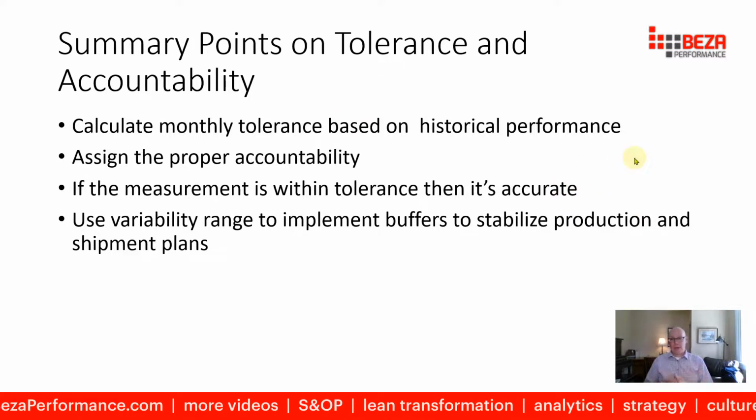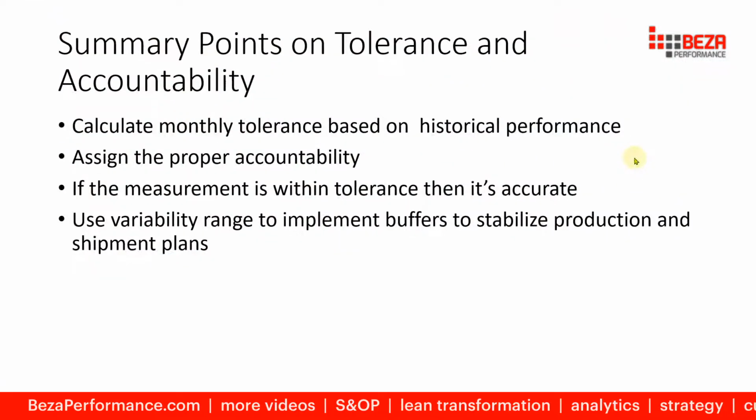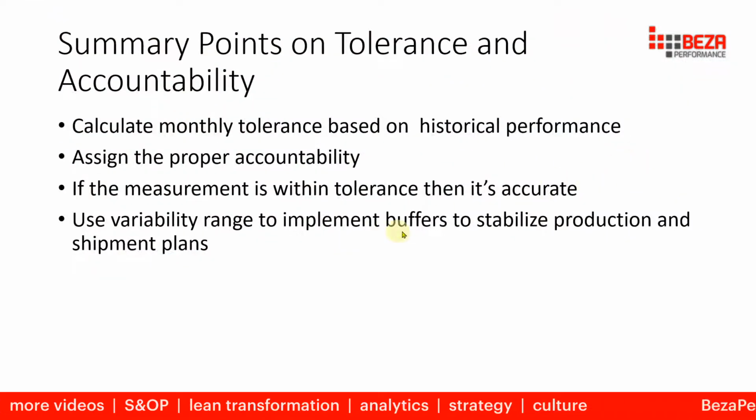And that's part of it. Really, this point here is: use the variability range to implement the buffers to stabilize production and shipment plans. Sorry, Marshall, you kind of flipped the screen around on me there.